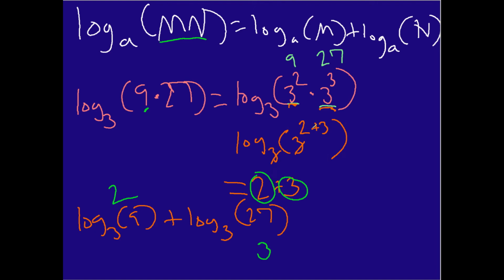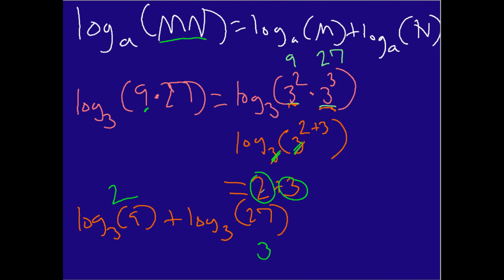And so again, we're almost done right there. But we're able to remove this base also, particularly because it's the base of the logarithm as well. So these disappear and you're left with 2 plus 3. In other words, log base 3 of the quantity 9 times 27 is essentially going to equal 5.